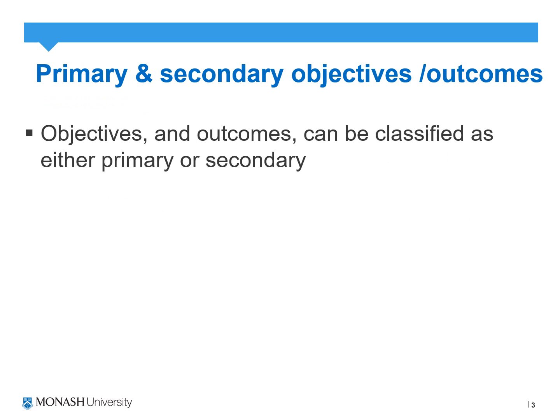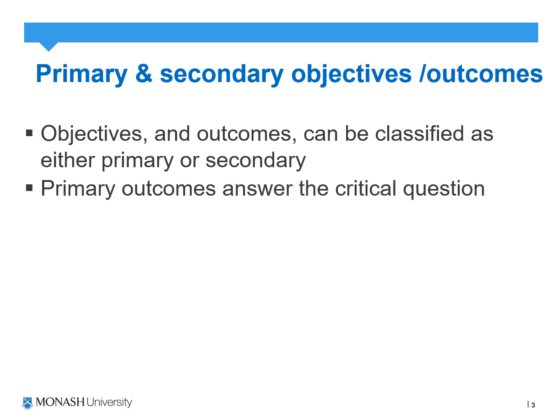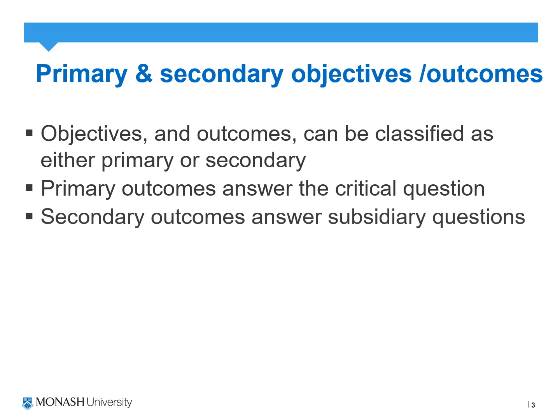In any type of research or evaluation, we need to have not only a primary objective or outcome, but also secondary objectives as well. We're not just interested typically in one thing. We may be interested in one main thing, but there are also a number of other issues that we would be interested in. These would be our secondary objectives. Primary objectives answer the critical question, whereas secondary questions answer the subsidiary questions.